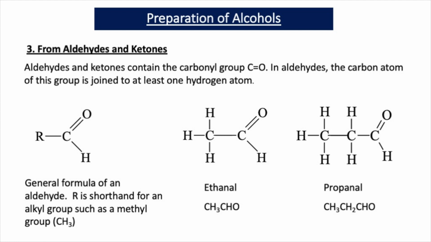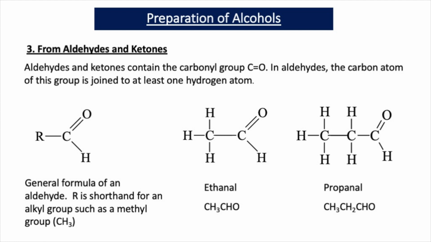Now our third way of making an alcohol is from an aldehyde or ketone. Aldehydes and ketones contain a carbonyl group, a C double bond O group, and in aldehydes the carbon atom of this group is joined to at least 1 hydrogen atom. So the general formula of an aldehyde is R C double bond O H.